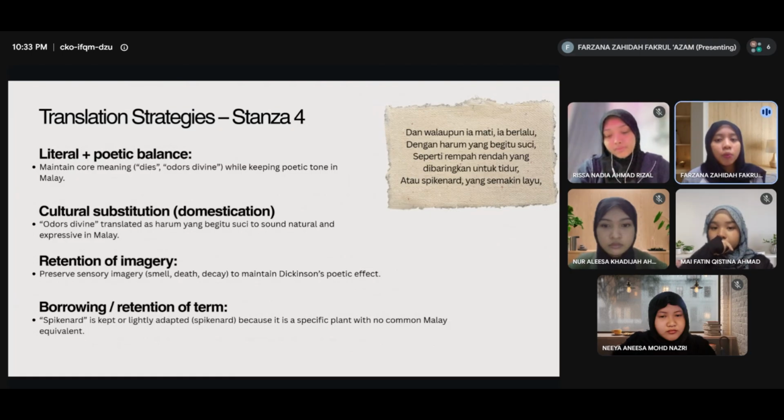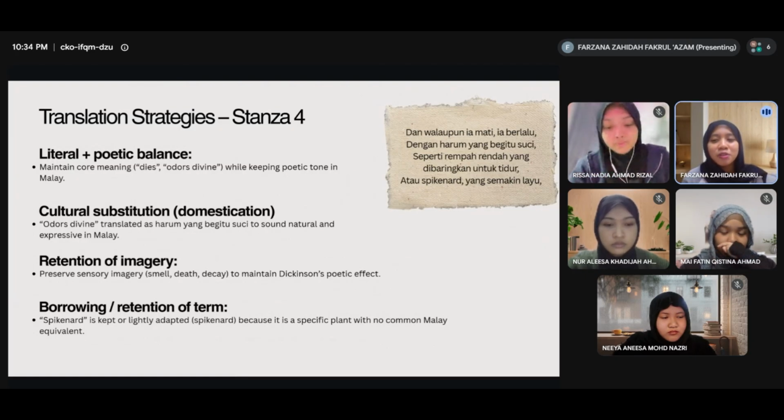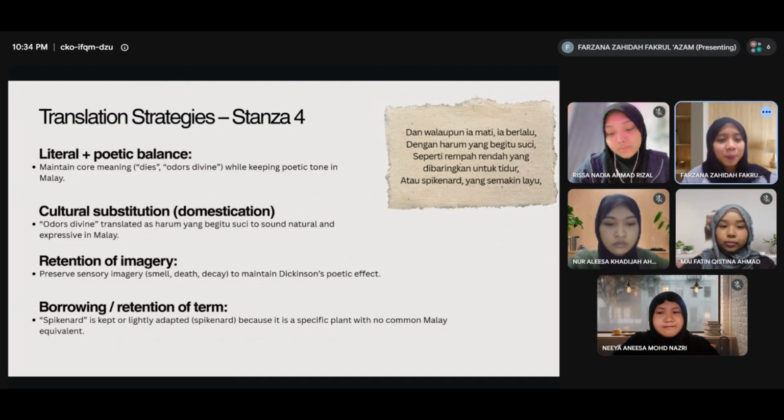Now finally, borrowing and retention of term is applied. The word "spikenard" is kept and presented as spikenard. This maintains the authenticity of the original botanical and cultural references while still giving clarification in Malay. So overall, these strategies work together to keep the poem both faithful to the original one and very meaningful for the Malay readers.